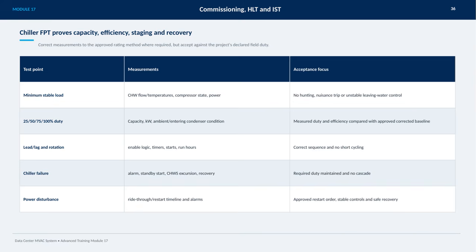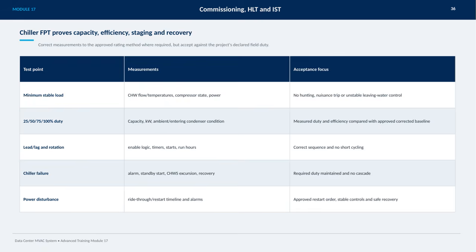Next, testing at various duty levels, 25, 50, 75, and 100%, helps us measure capacity in kilowatts and check ambient and entering condenser conditions. These measurements are compared with an approved corrected baseline to assess efficiency truly. We also check lead and lag operations, including enable logic, timers, starts, and run hours, to confirm the sequencing is correct and prevent short cycling.